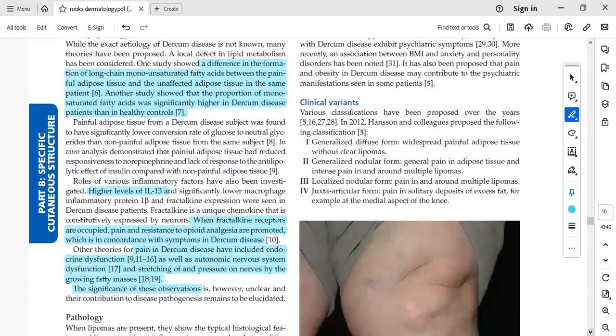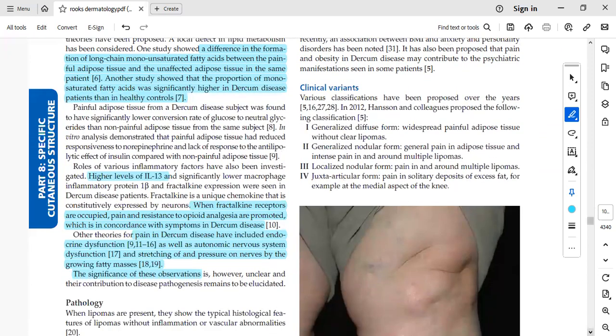Its clinical variants are important. Various classifications have been proposed over the years. In 2012, Hansen and colleagues proposed the following classification of clinical variants. Number one is the generalized diffuse form: widespread painful adipose tissue without clear lipomas.